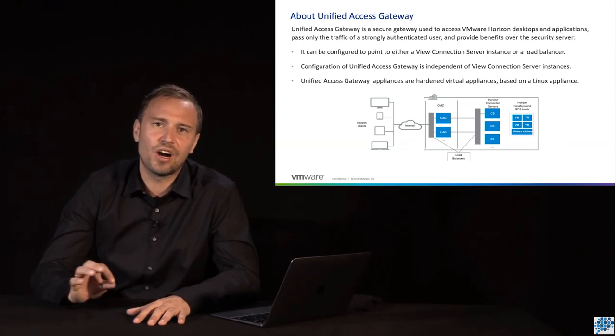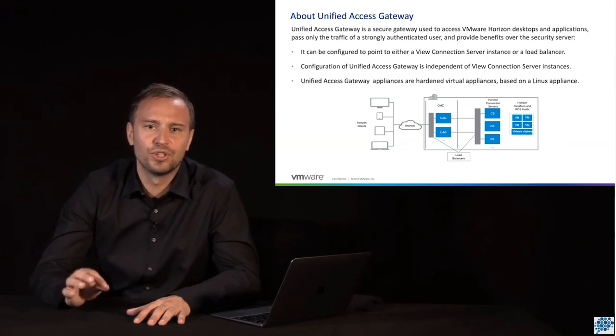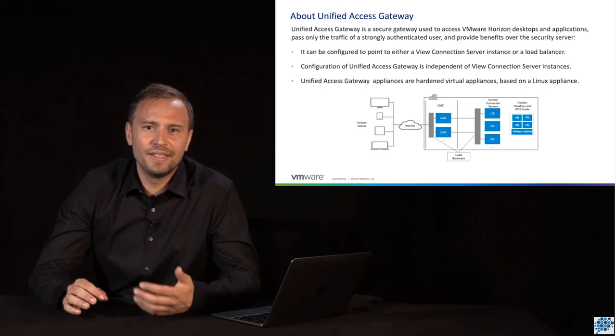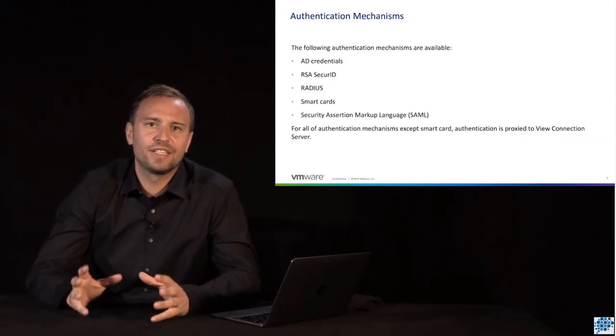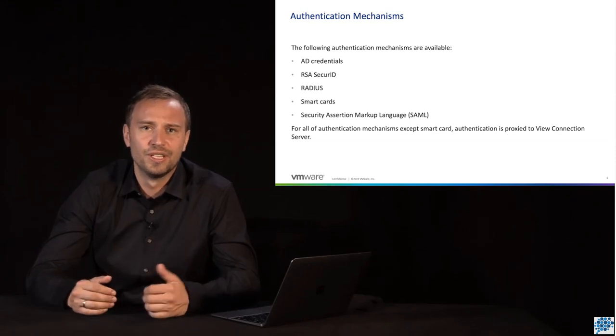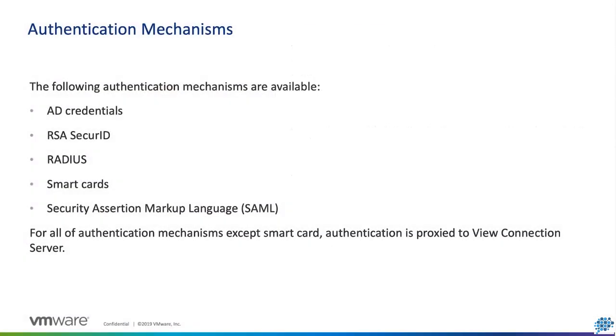So the UAG is a hardened Linux-based virtual appliance, and it supports multiple authentication methods. So we can add a second factor authentication into the solution. So we do not just use Active Directory credentials, we can also use RSA Security, any kind of RADIUS-compatible component. We can integrate smart cards or any kind of SAML-based authentication method with our Unified Access Gateway.